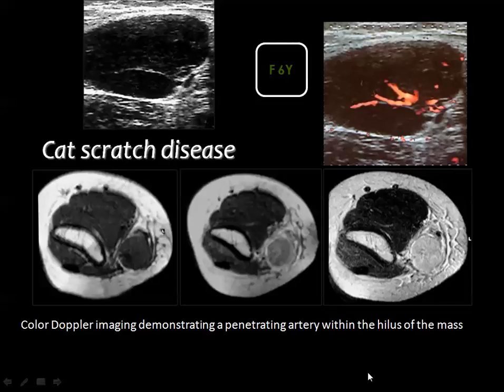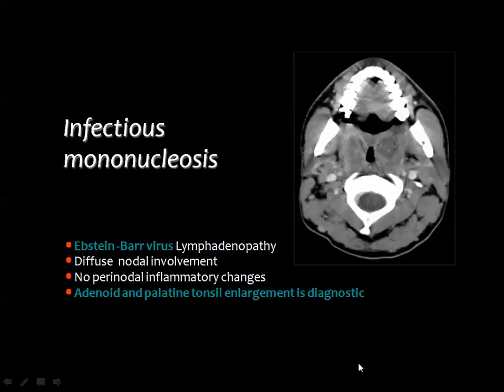Infectious mononucleosis is secondary to Epstein-Barr virus. There is diffuse involvement of the lymph nodes, and the affection of the adenoids and the tonsils is one of the helpful diagnostic criteria for infectious mononucleosis.